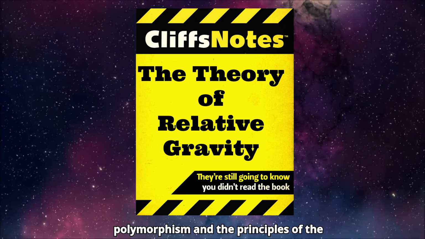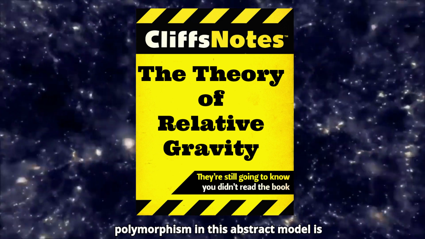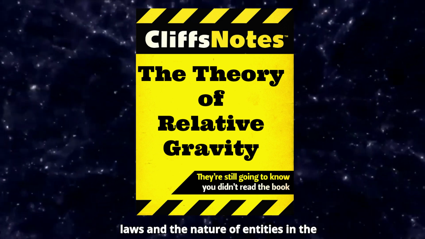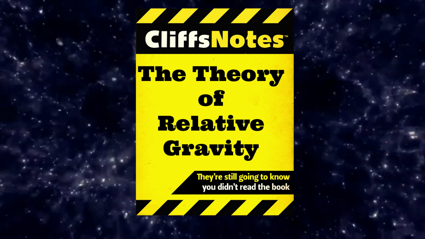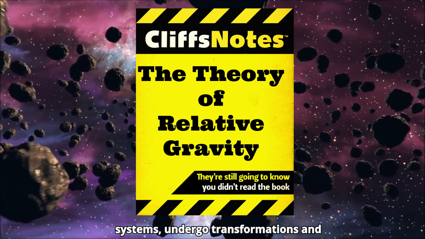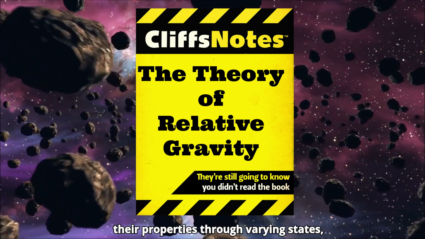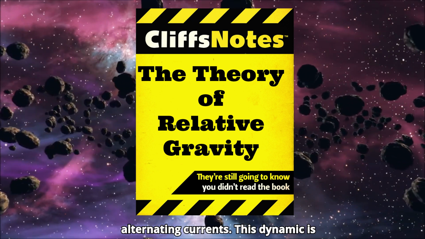Polymorphism and the principles of the delta phenomenon. The concept of polymorphism in this abstract model is applied to the unification of physical laws and the nature of entities in the universe. It proposes that entities, whether particles, bodies, or larger systems, undergo transformations and cycles in ways that preserve and express their properties through varying states, much like an alternator generating alternating currents.